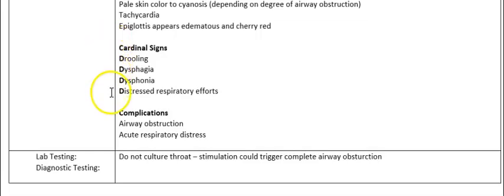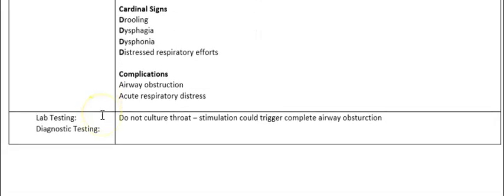The cardinal signs you want to recognize, the 4 Ds here: drooling, dysphagia, dysphonia, distress respiratory efforts. A lot of times we hear that stridor is a big red flag. You need to know the patient's about to lose their airway. Don't forget that drooling is another one. We have so much swelling that they're not able to swallow their secretions as well. Dysphagia, difficulty swallowing, dysphonia, difficulty talking, and distress respiratory efforts. Complications, the big complication we're worried about is complete airway obstruction and, of course, acute respiratory distress.